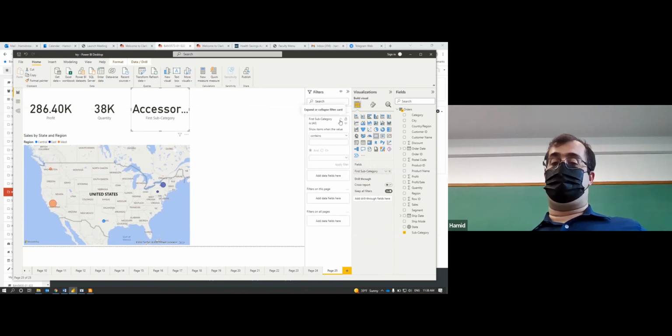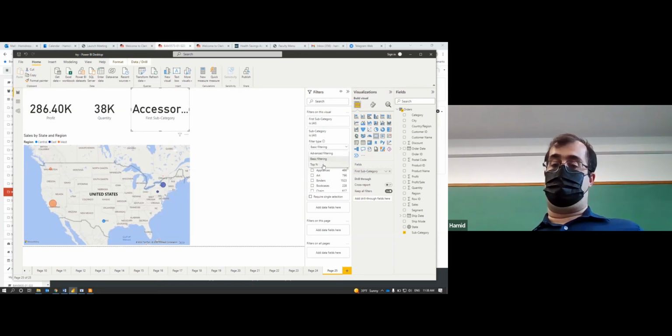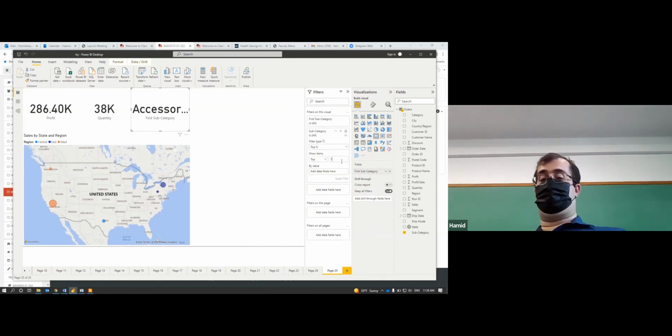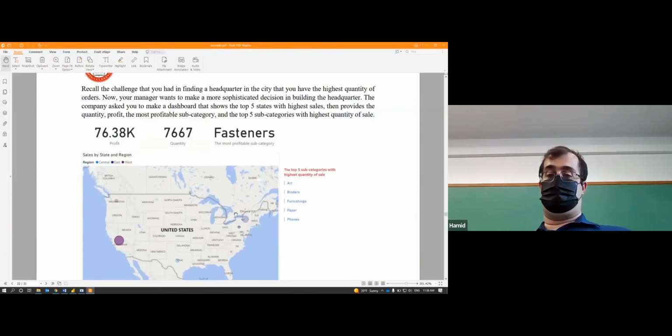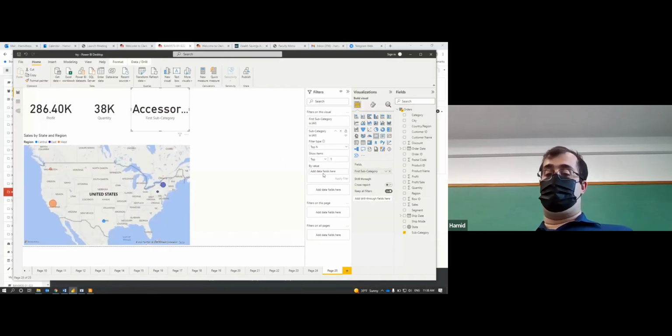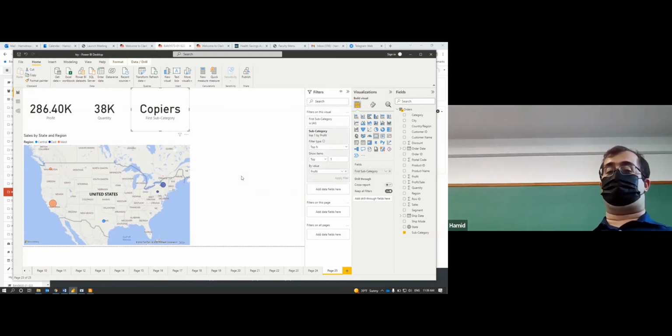So I need to modify the filter. So let me just drag and drop another subcategory here. Top. I'm looking at the most profitable, so top one. And I think that's quantity, not profit. So let me just look at this profit. So for the value, I drag and drop profit. And then apply. So copiers is the most profitable subcategory in those 5 states.